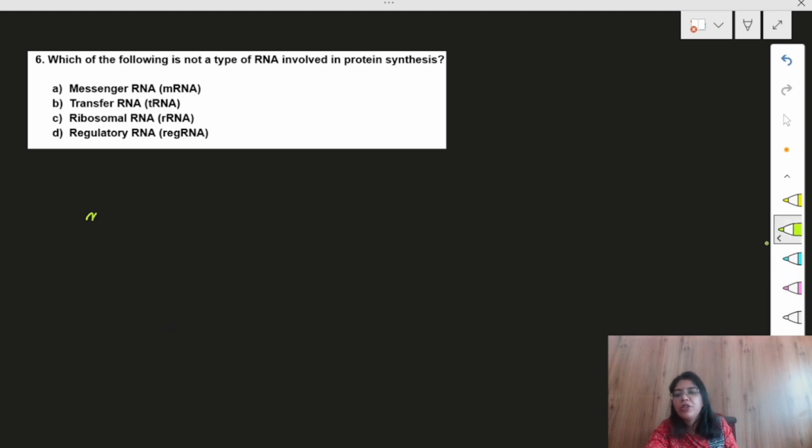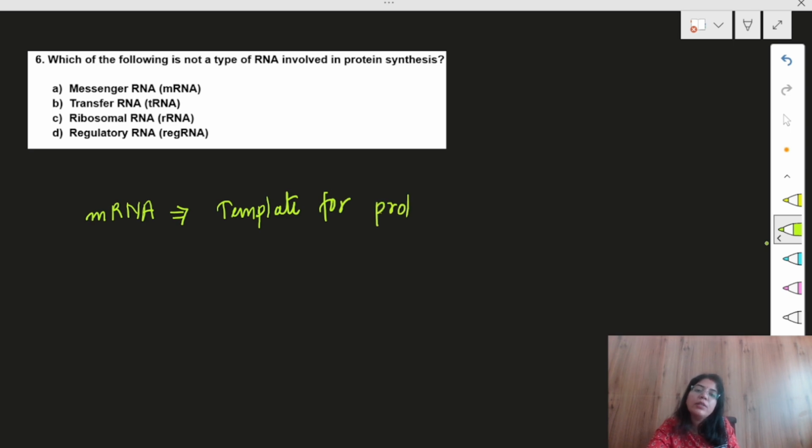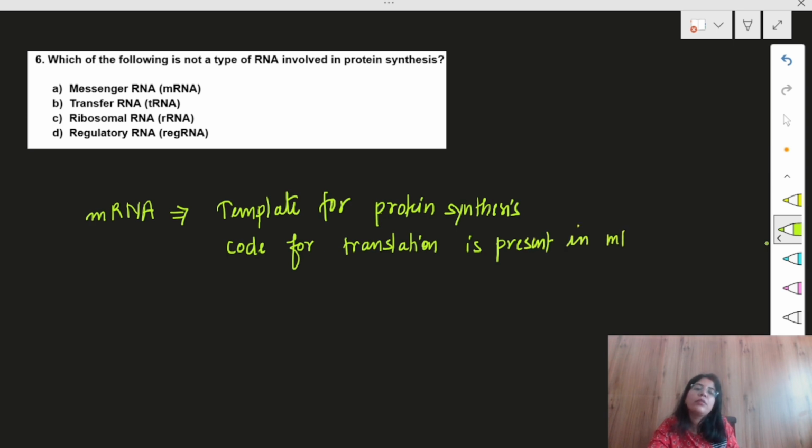You have learned about messenger RNA, or not? Tell me, without messenger RNA, can you make protein? No. Messenger RNA is very important because it acts like a template for protein synthesis. The code for translation is present in mRNA. So you require it.